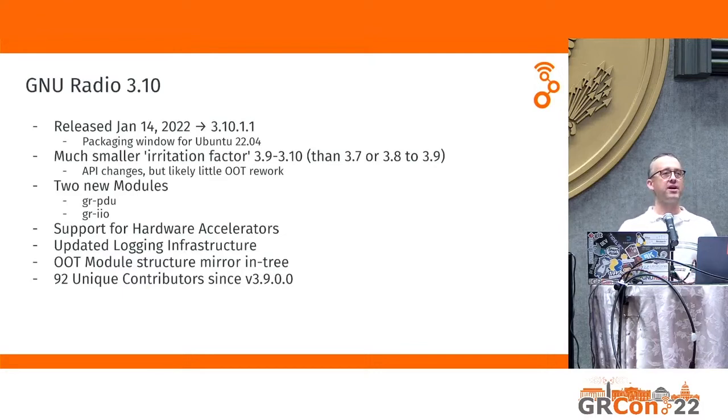The change to 3.10 was a much smaller step, so it's probably unlikely that specific change caused big problems within your out-of-tree modules, and that's our stance going forward. That's where we want to keep things: make it less irritating to move GNU Radio forward. Only change things as necessary. Another thing I want to note here is for this 3.10 release, 92 unique contributors. So a lot of people contributing directly to the GNU Radio code base.